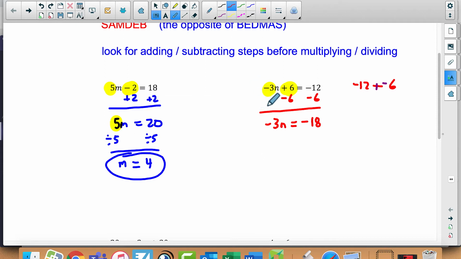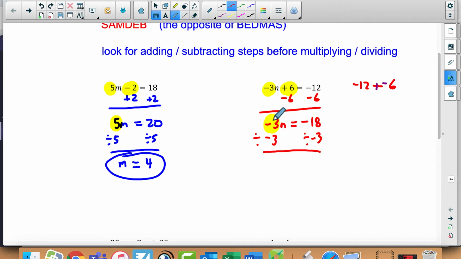Okay, we still need to isolate the n. It's not isolated yet. What do we have to get rid of now? The negative 3. So that negative 3 is multiplying by n. We're going to do the opposite of multiplying. We're going to divide. And remember, you're not dividing by 3. That doesn't eliminate anything. You need to divide by negative 3 so you can actually eliminate this whole thing. What you do to one side, do to the other side.